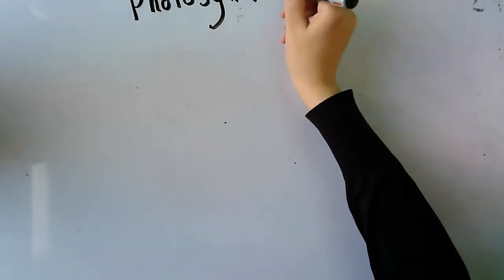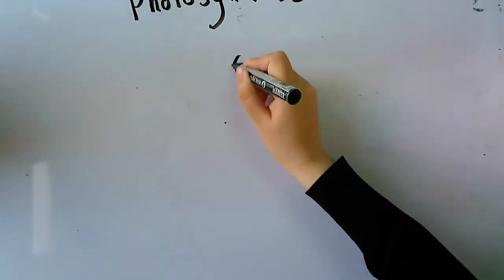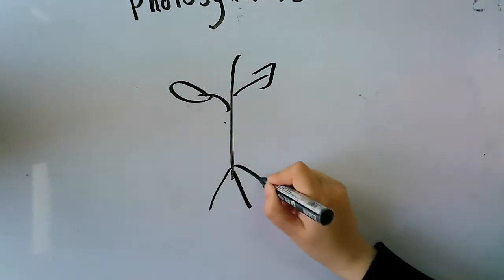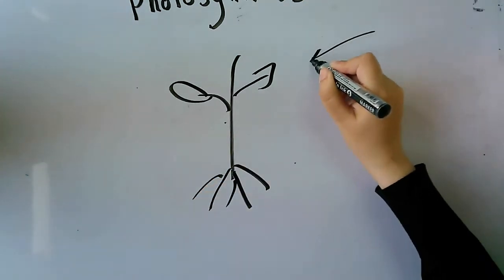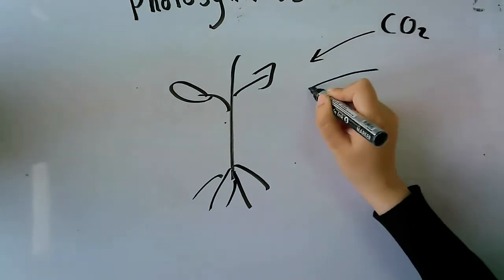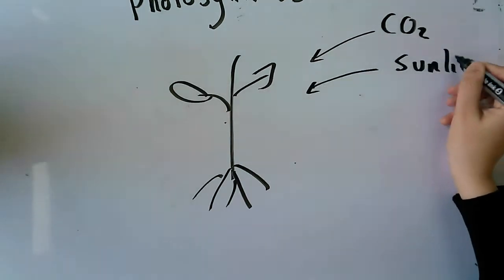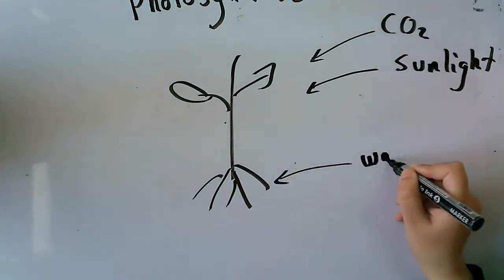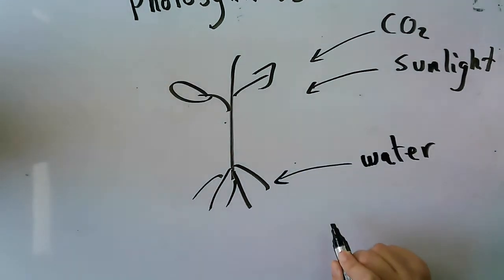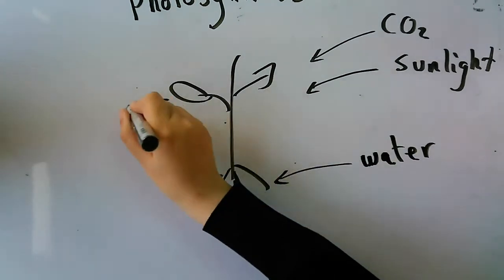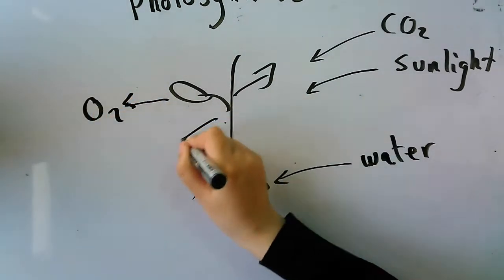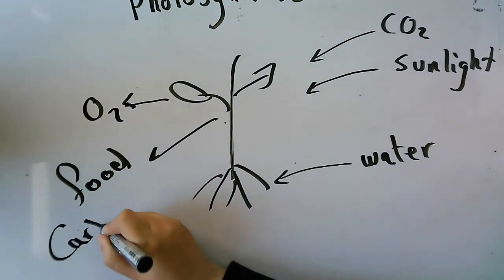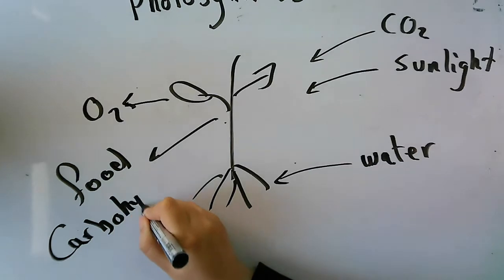Plants take carbon dioxide, sunlight, and they absorb water and mineral salts from the soil to make photosynthesis process to produce oxygen and they make their own food. What is the type of this food? Carbohydrates.